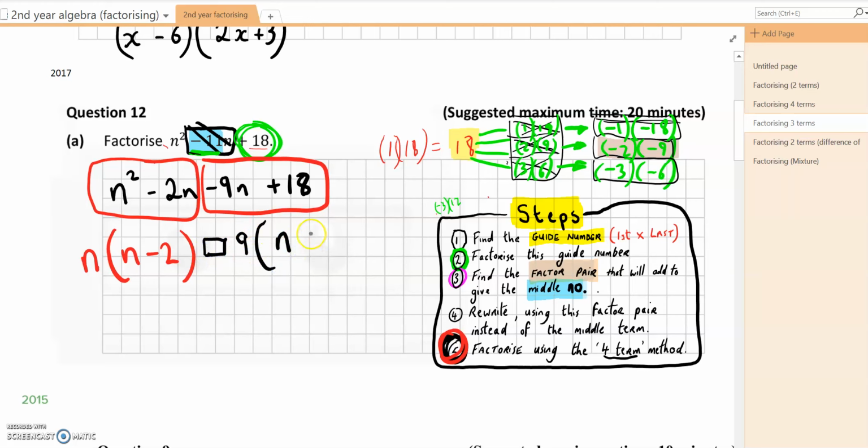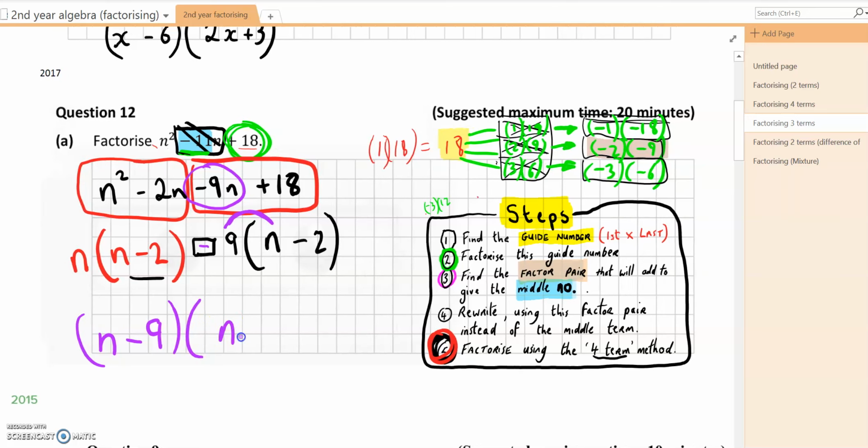And it would need to multiply by... Remember, this has to be the same as this. So let's put in our minus 2. 9 by 2 gives me 18, but it has to be a minus 2 because it needs to be the same as this first bracket. Now let's worry about the sign that goes in here. What would it need to be? It needs to be a minus 9n. So 9 by n, that needs to be a minus. Now that I've done that, I can put them into a pair of brackets and write that repeating bracket just once.